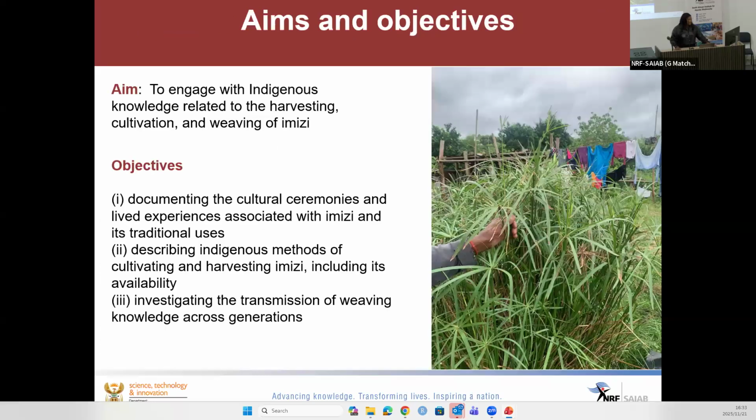So for my chapter, I wanted to engage with the indigenous knowledge related to harvesting, cultivating, and weaving of the imizi plant. Our objective was to document the cultural ceremonies and lived experiences associated with imizi and its traditional uses. We wanted to describe indigenous methods of cultivating and harvesting, including imizi availability. And we wanted to investigate the transmission of weaving knowledge across generations.